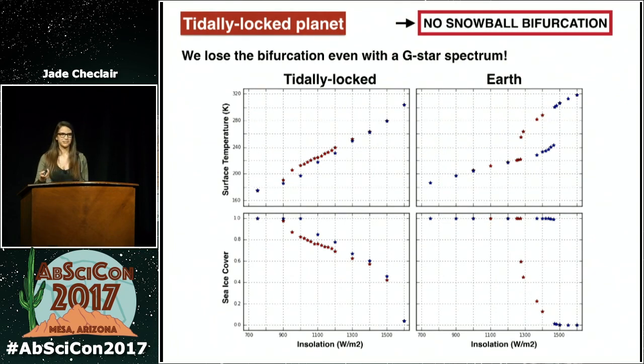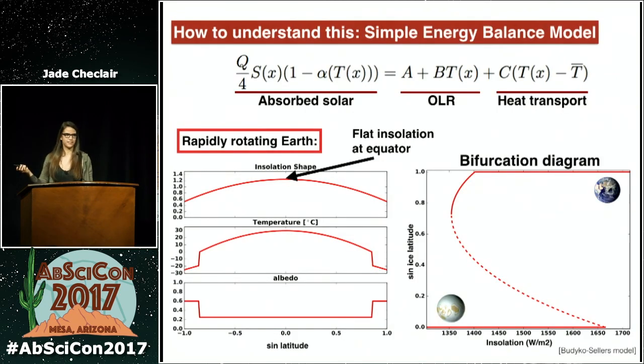I don't want to get more into it now, but if you'd like to know, you can always ask me later. But what's really important is that setting up the planet in the GCM in a tightly locked configuration gets rid of the snowball bifurcation. And this is with a G-star spectrum. So we can imagine that if we had used an M-star spectrum, it would be even less likely to go through a bifurcation. Okay, now how can we understand this?